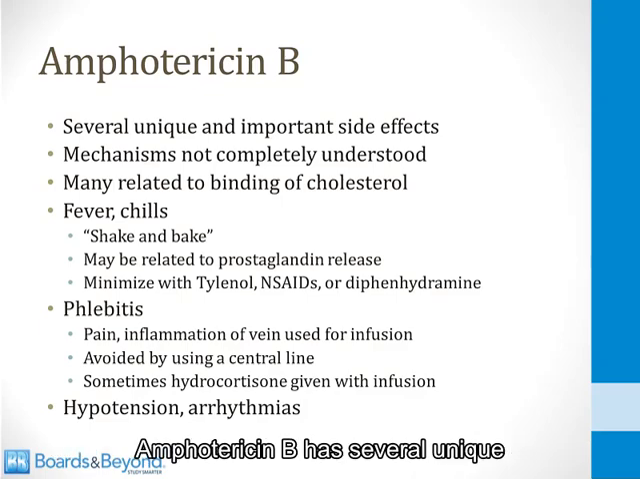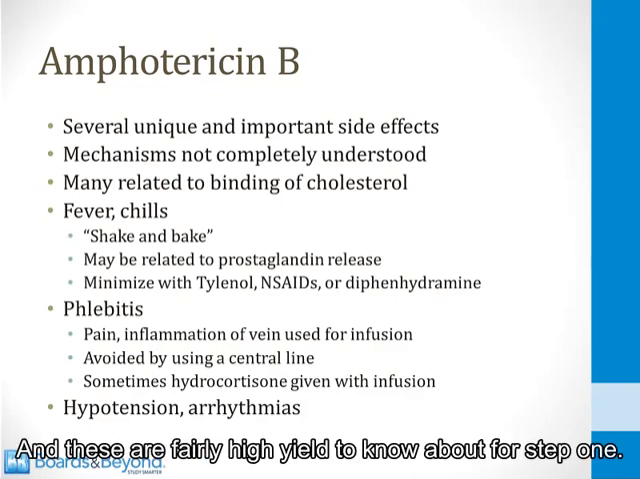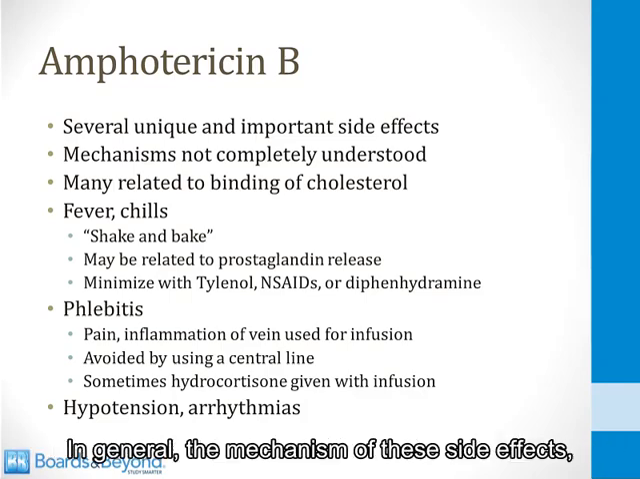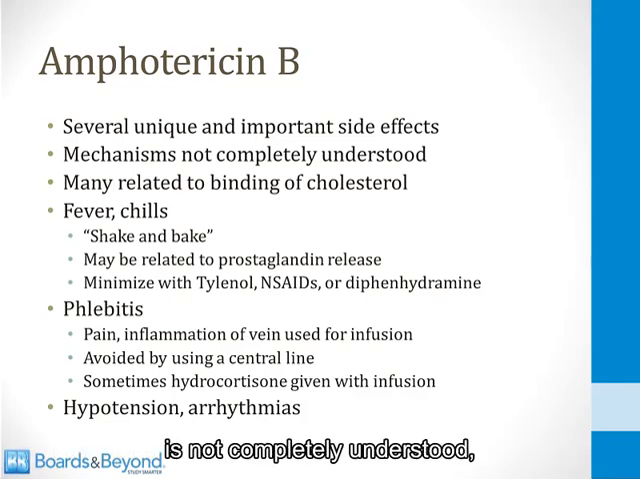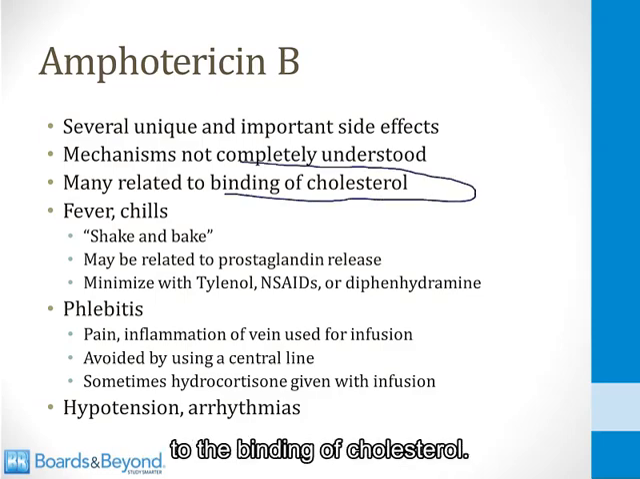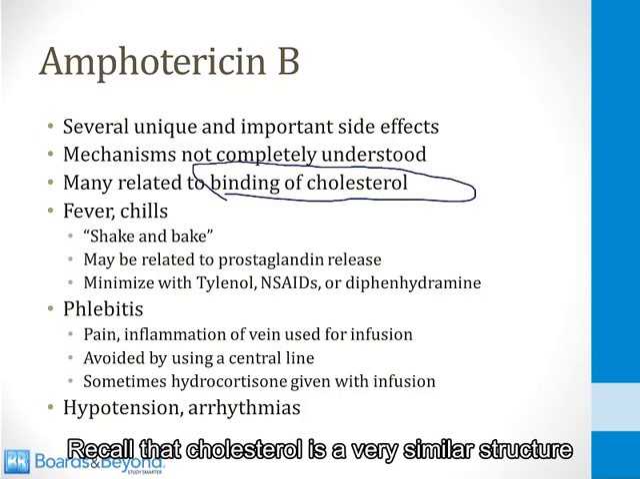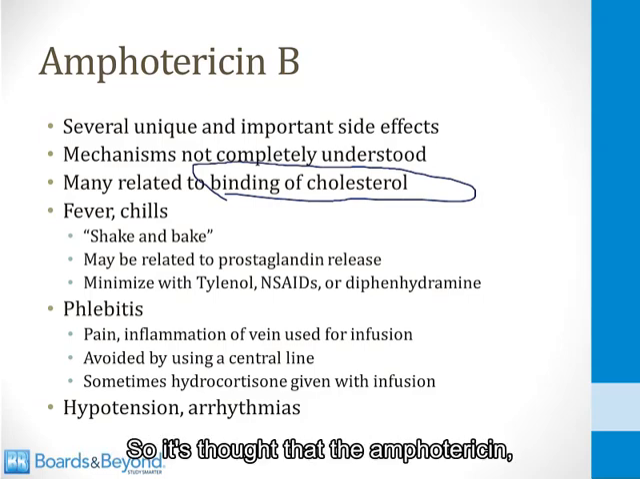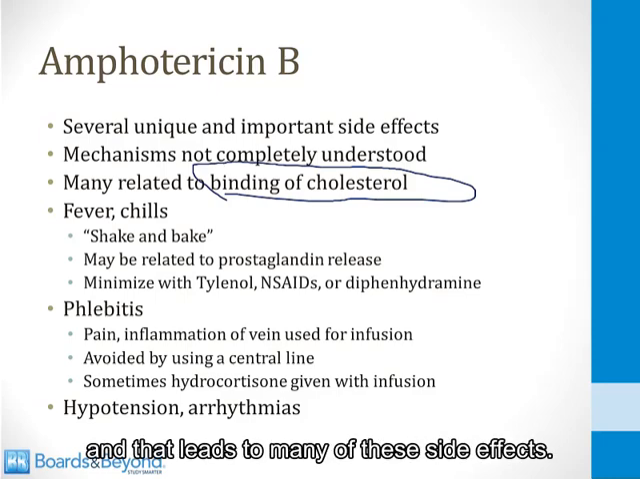Amphotericin B has several unique and important side effects, and these are fairly high yield to know about for Step 1. In general, the mechanism of these side effects is not completely understood, but many of them are thought to relate to the binding of cholesterol. Recall that cholesterol has a very similar structure to ergosterol, so it's thought that the amphotericin binds cholesterol in human cells, and that leads to many of these side effects.